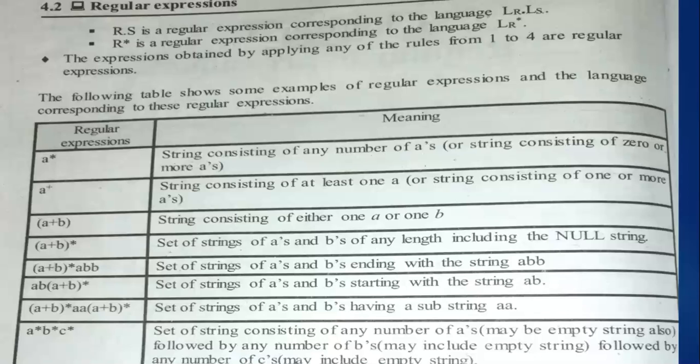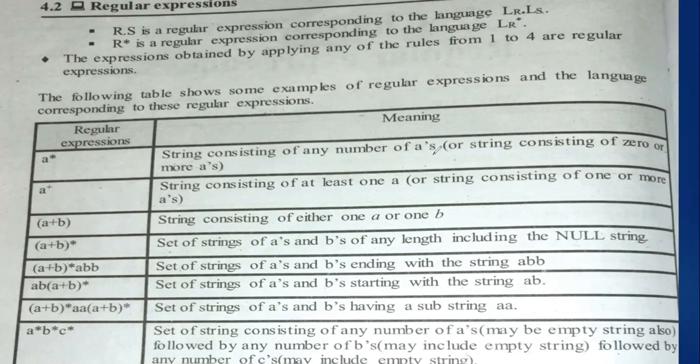Star stands for zero or more. Plus stands for to the power plus, one or more. Remember this. So we'll see A to the power of star. We are having a string consisting of any number of A's.